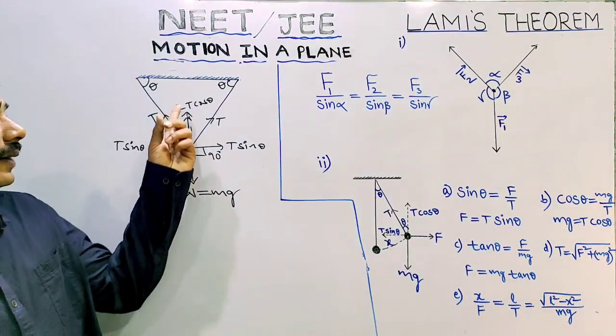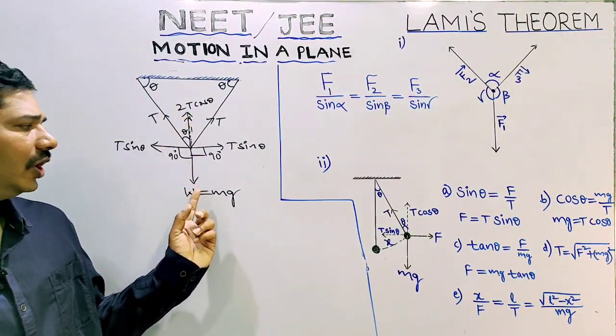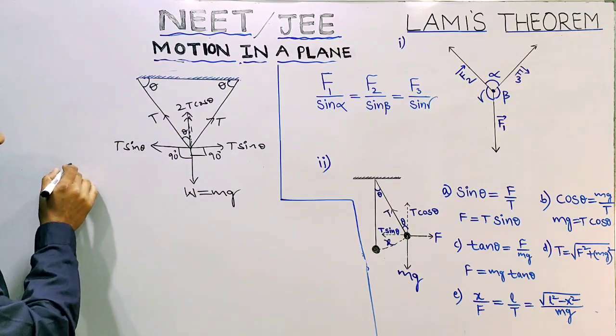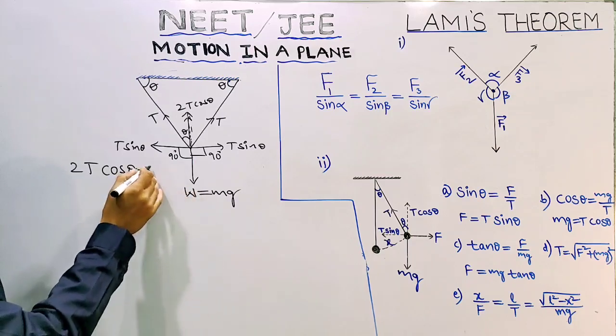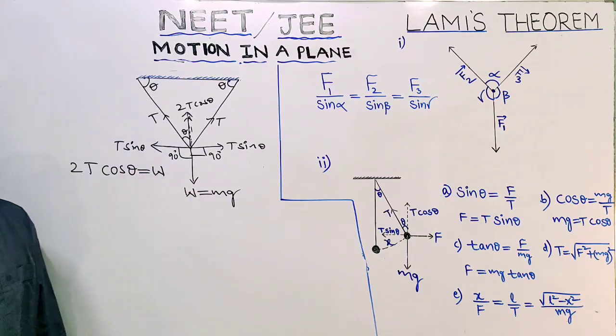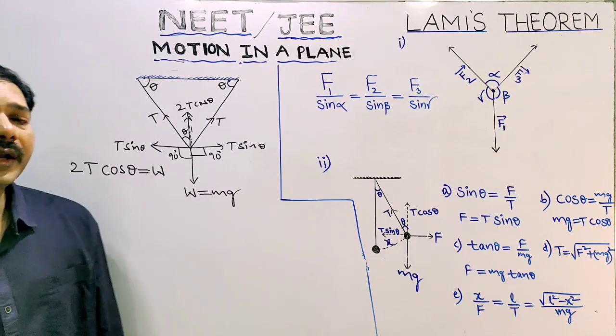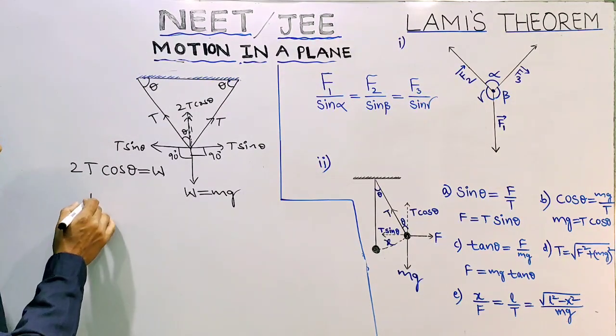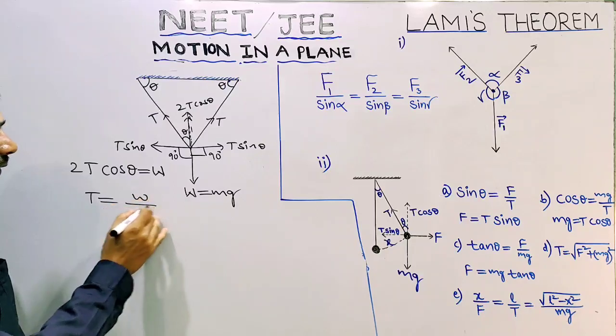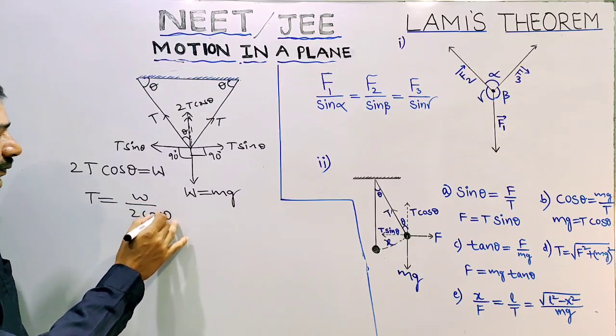So here the upward forces are equal to downward forces. 2T cos theta equals W, or mg. Here, when is the tension maximum? So T equals what? W by 2 cos theta.